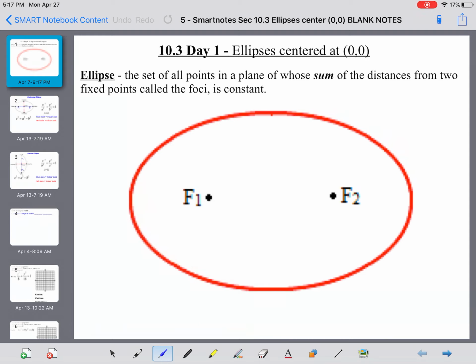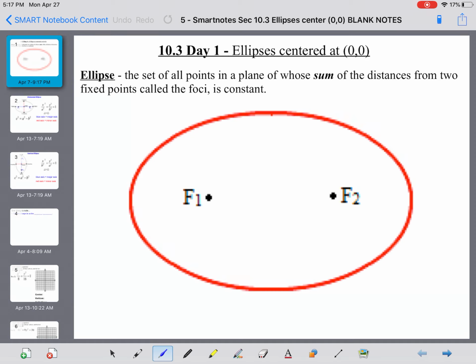We are going to continue here with chapter 10. Today we're going to look at ellipses centered at 0, 0. On Thursday we'll move those ellipses around and start looking at ellipses with other centers. I want to start off really quickly here with the definition of an ellipse.